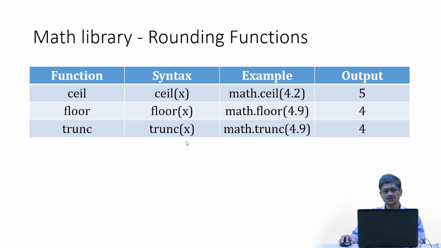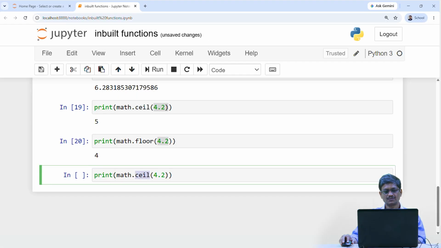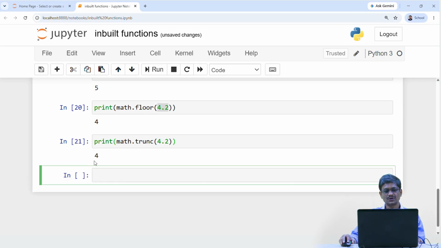There is one more function called trunc. The purpose of this trunc function is to truncate a number. For example, if I write math.trunc of 4.9, this function will truncate all the digits after the decimal part. Let us try this. I'm just replacing this with trunc. It is going to truncate all the numbers after the decimal point. As a result, you are going to get only 4 as output.